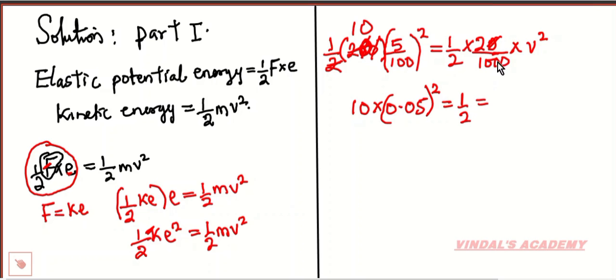which is equal to, I think I'm messing with this question, which is going to be equal to, multiplied by 0.002 times v squared. And if I simplify everything here, I'm just saying in your calculator 10 times 0.05 squared, everything is going to be 0.5, which is equal to this divided by 2.